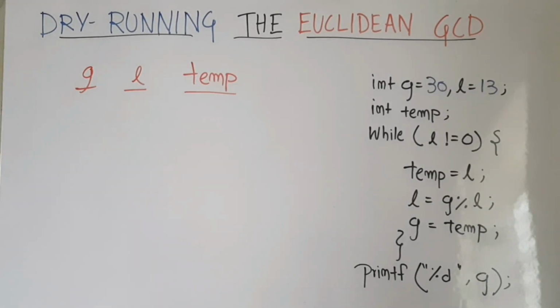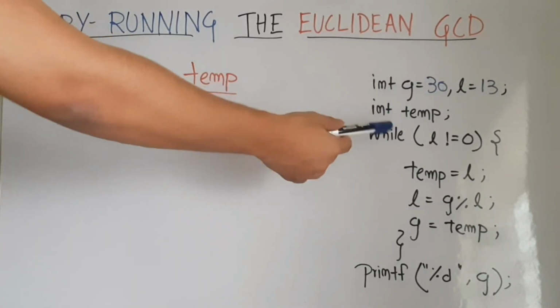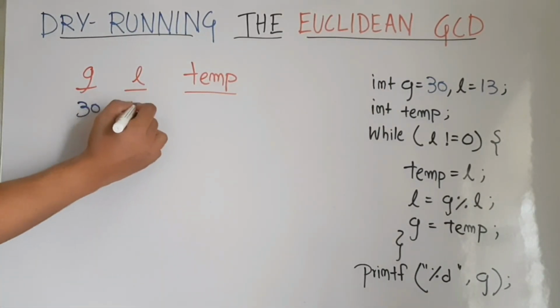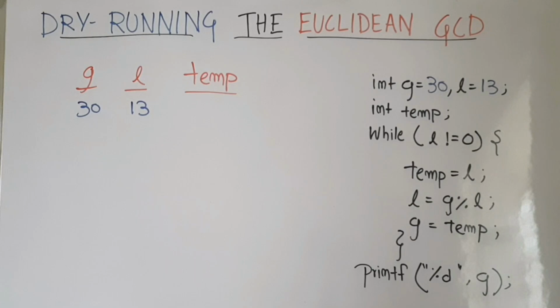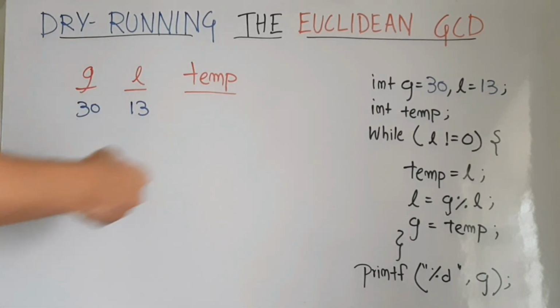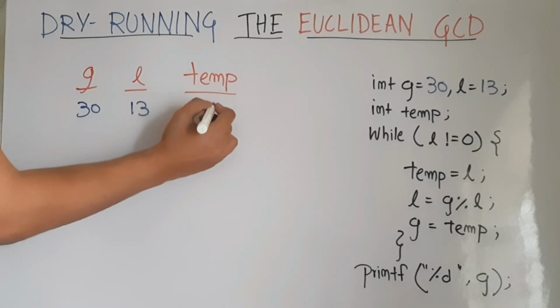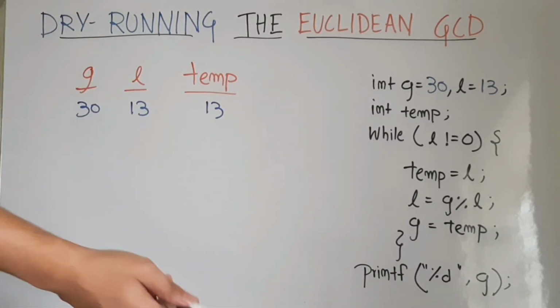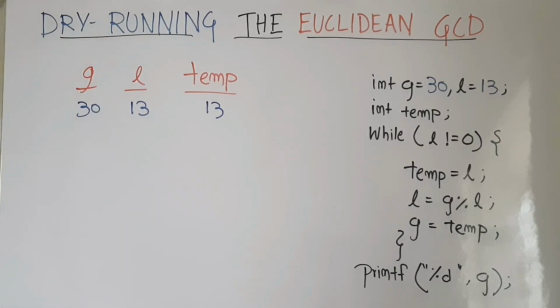In our next dry run, we are putting in the values G equal to 30 and L equal to 13 inside our code. Let's see what happens. The value of L is equal to 13. L is not equal to 0. We enter the loop. The first line is temp equal to L. So temp is assigned the value 13. Moving on to the next line, L is equal to G mod L. That is the remainder after 30 is divided by 13, which is 4.